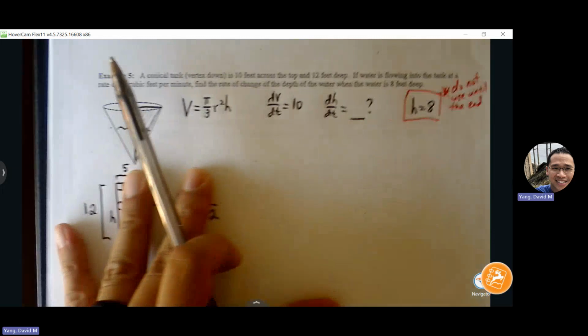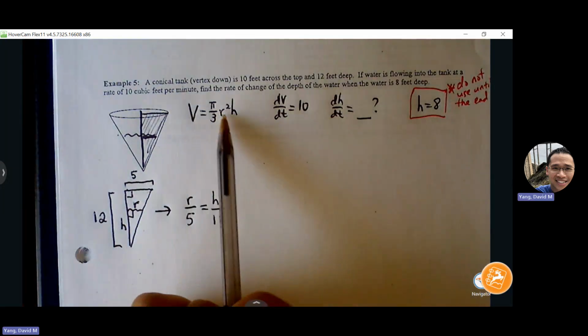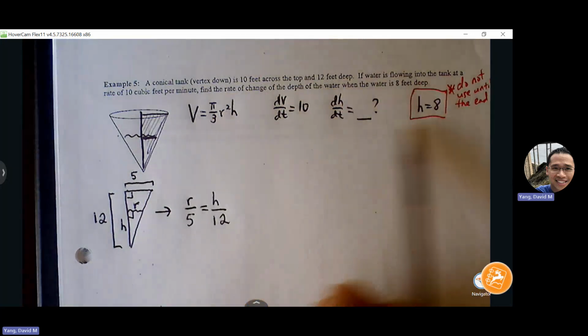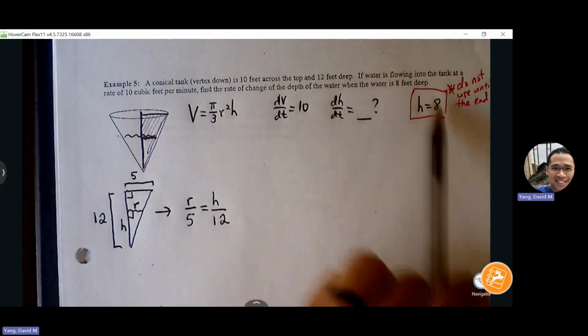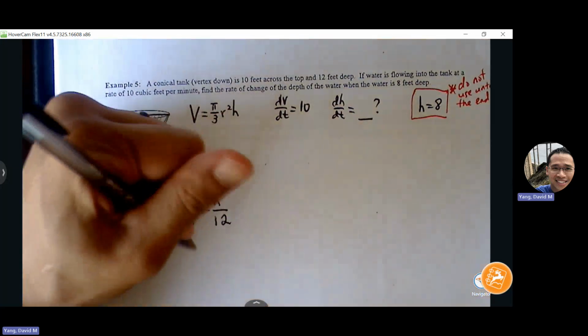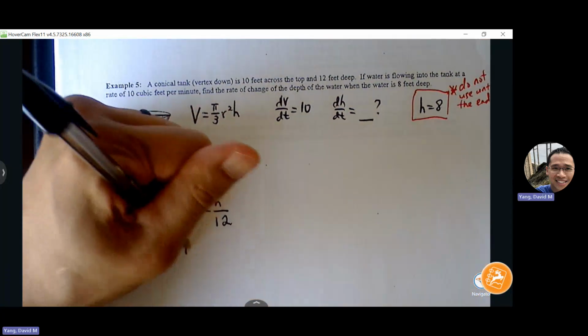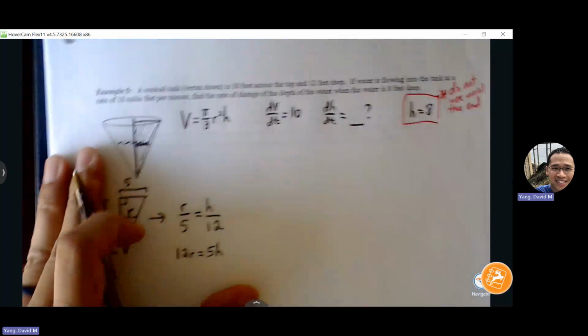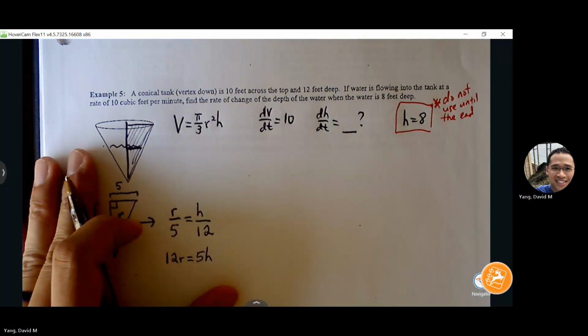Okay, so I want to solve for R, I want to replace R, and I want to get this right side in terms of H because I want these to pop up within my derivative process. So I'm going to cross multiply here and solve for R. So 12R equals 5H. But how do you know which process is going to be easier? Like, would it just be slightly less messy?